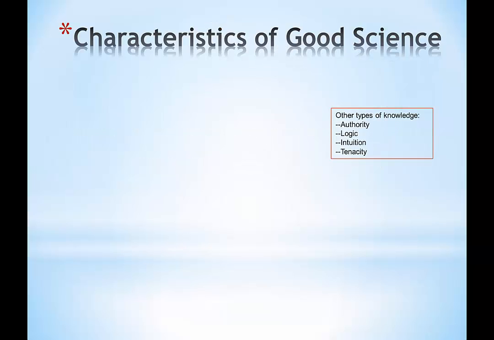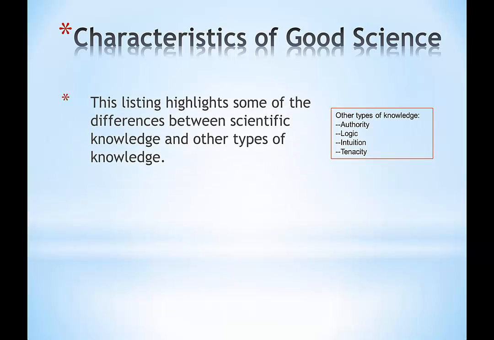So this launches us into this notion of characteristics of good science. And the listing I'm about to give you, and I think it's about 12 items long, it really highlights the difference between scientific knowledge, that comes from the scientific method, and other types of knowledge. And that little box over there to the right, and this is actually in your readings as well, shows there are other ways that we learn about the world.